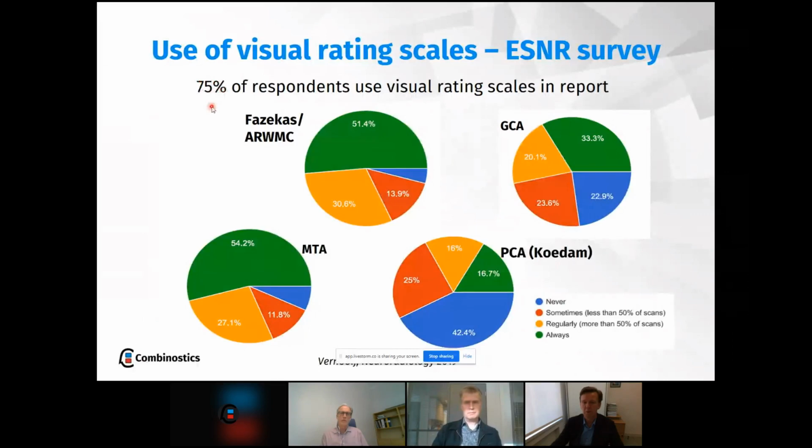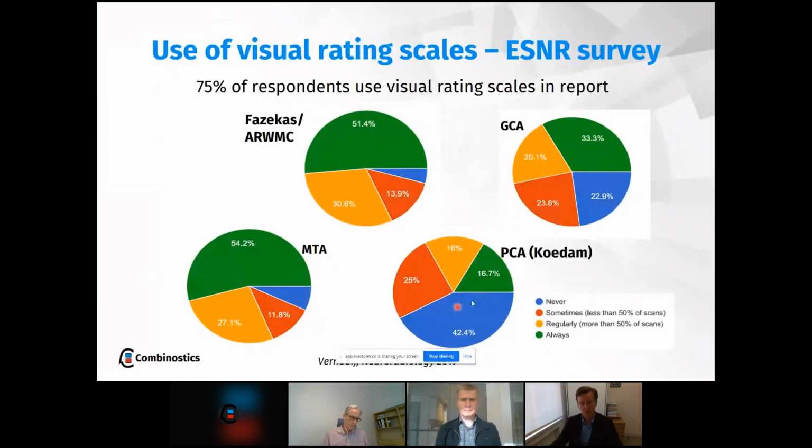And a couple of hundred people replied, and 75 of them said that they used them with some frequency, especially the Fonseca scale, which is relatively widely used. So the green means always and orange regularly. So let's say 80% will use this sort of regularly. Similarly, for the medial temporal lobe atrophy, it's a popular scale.